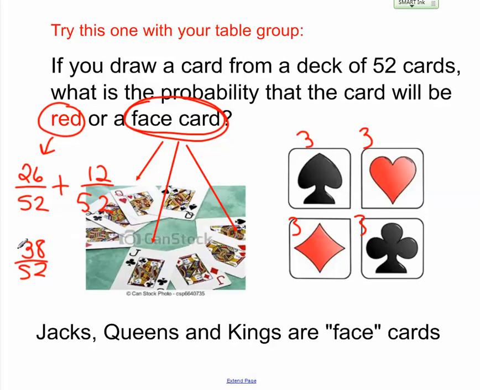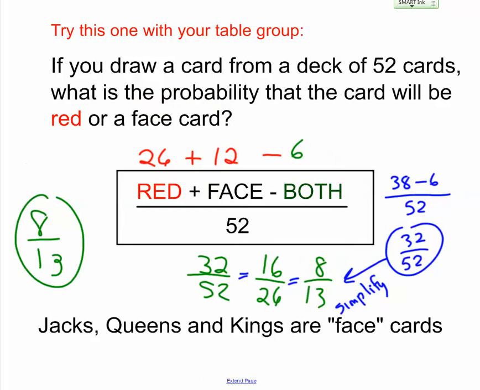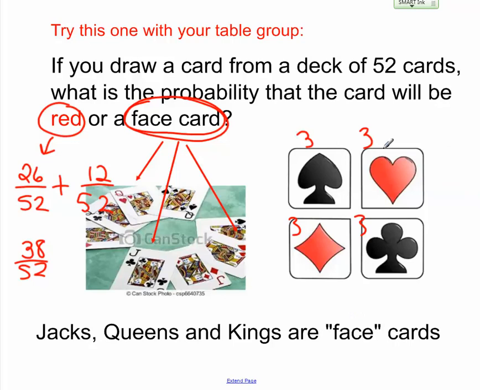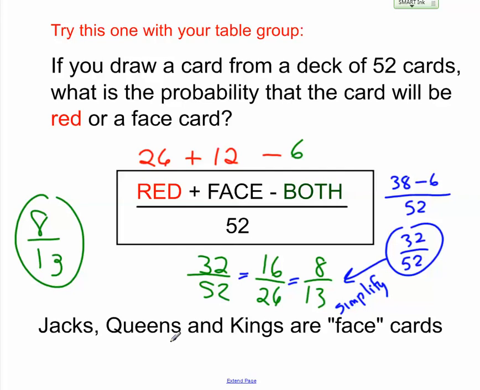But we have some that belong to both groups, so you have to subtract the both. 6 of the cards belong to both, and I'll show you those 6. These 3 cards, Jack, Queen, King of Hearts, are both red and face cards. And these 3 of diamonds, Jack, Queen, King of Diamonds, are red and face cards, which makes a total of 6 cards that are in both sets. So you have to add and subtract 6, and we get 32 out of 52. You can divide both of these by 4, and it takes you straight to 8/13.